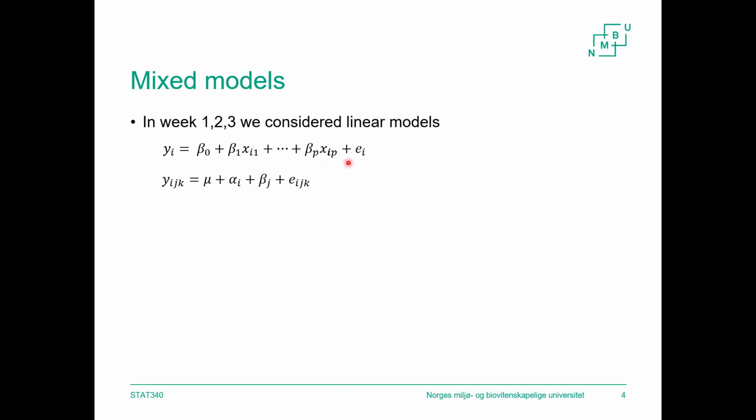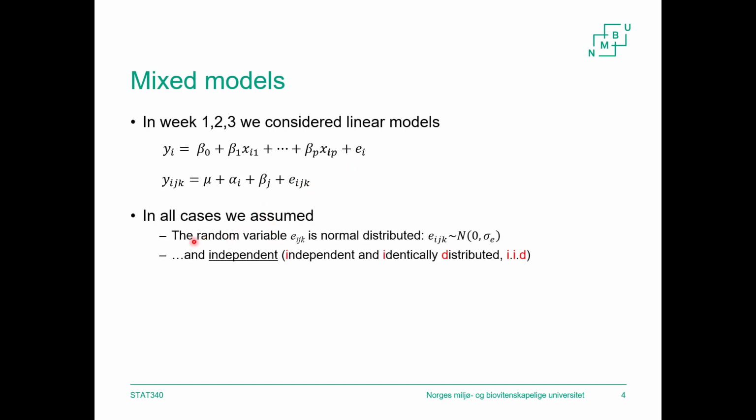What is common to these models is that they all have this stochastic element at the end here. So in all cases, we assume that this random variable, E, as we call it here, is normal distributed like this with zero expectation and some unknown variance or standard deviation. And we also assumed they were independent, right? Independent and identically distributed is usually shortened like this, IID. This is the fundamental assumption of these models here: standard regression and standard ANOVA models.